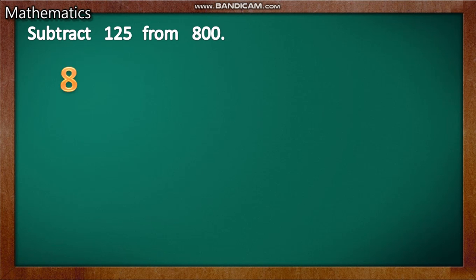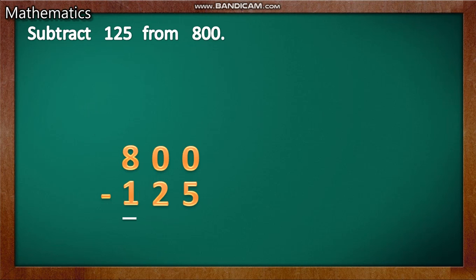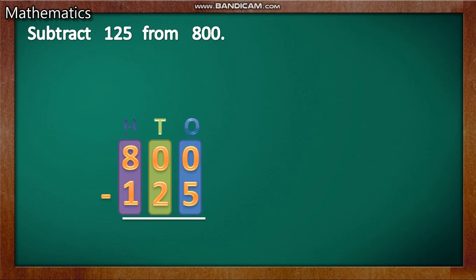I told you to write 800 at first, then minus, then 125. At first, draw a line. We have to start from ones, then tens, then hundreds. Okay, let's start. 0 minus 5. Here 0 is less than 5, so we can't. So we have to borrow from the next place. There also it is 0, so we have to borrow from the hundreds.